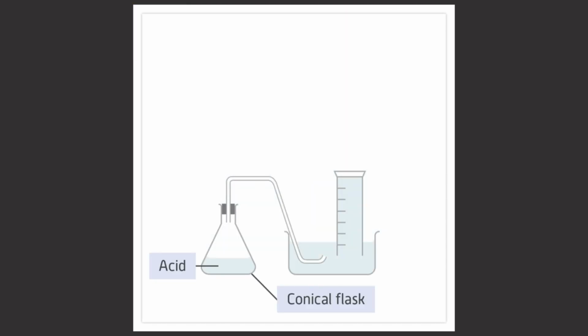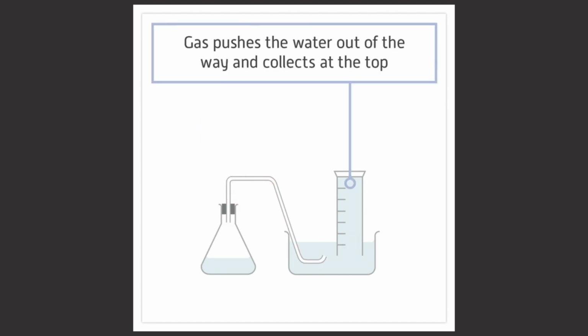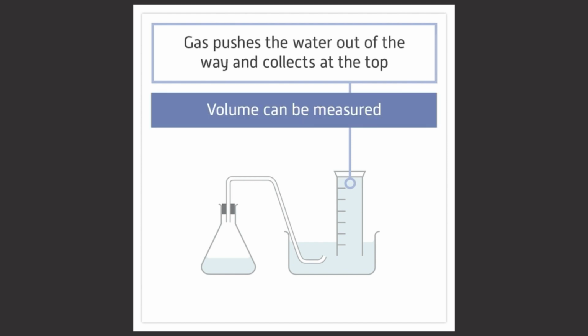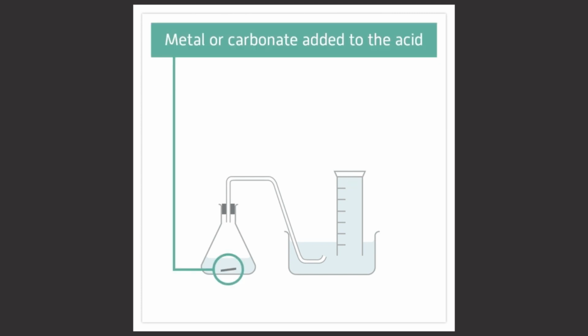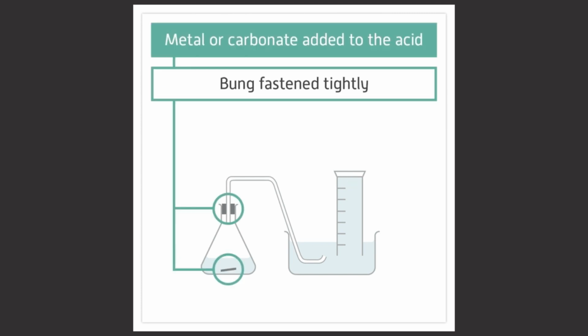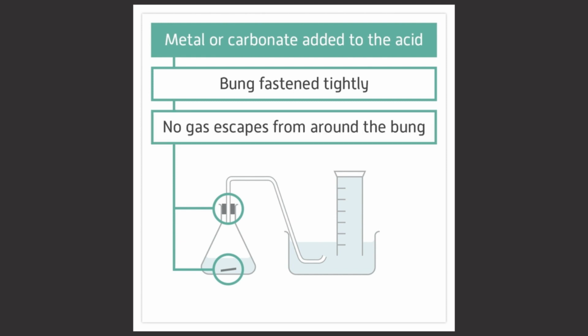The acid is placed in a conical flask with a delivery tube attached. This tube delivers the gas produced to a measuring cylinder full of water. The gas pushes the water out of the way and collects at the top of the measuring cylinder, so its volume can be measured. The metal or carbonate is added to the acid and the bung fastened tightly. It's important to make sure no gas escapes from around the bung.